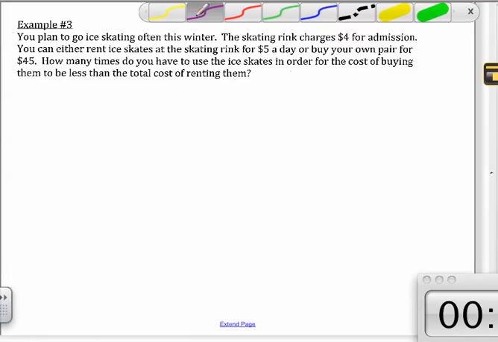Fritz, what do you think? I would first add 4 to both 5 and 45 because you have to pay $4 anyway. Okay. So it says you plan to go ice skating often this winter. If we rent ice skates, it's going to be $4 plus 5 times the number of times I go. Okay. Oh, it's 4 times. Here we go. It's 4 times every time I go.